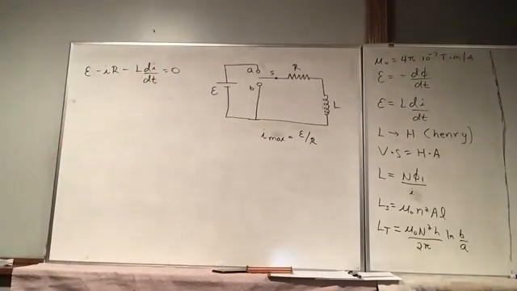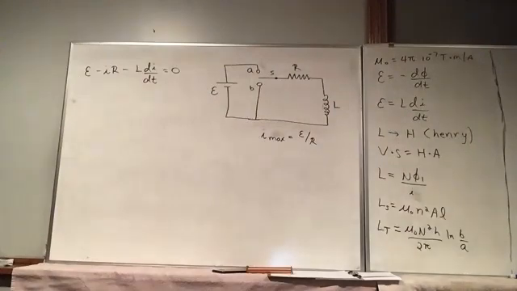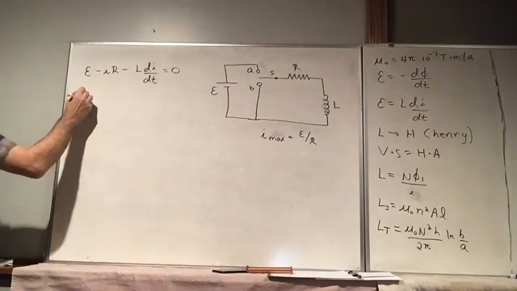And a voltage drop across the inductor, which is L di/dt. And we've completed our loop, so that sum has to equal 0. And this is a differential equation, which we want to solve. So first off, I'm going to rewrite it.